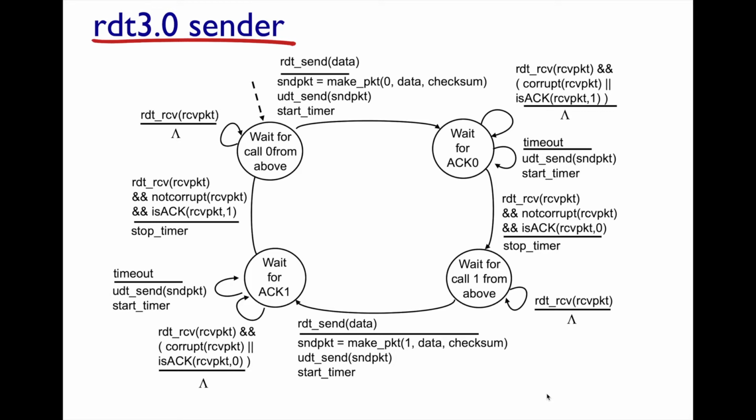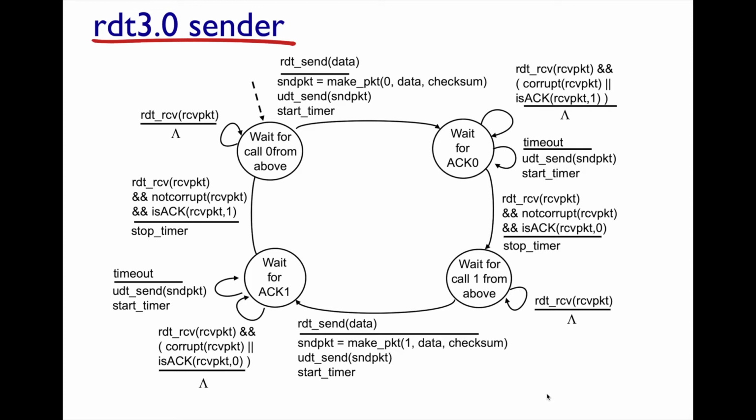So you need some buffer space. Then you do the UDT send with that packet you just created, but it's still stored in buffer space locally because you might need to resend it. Then immediately after doing the unreliable send, the sender side starts a timer, right? So that clock starts ticking. And then it transitions to waiting for acknowledgement 0. So this is the wait part.